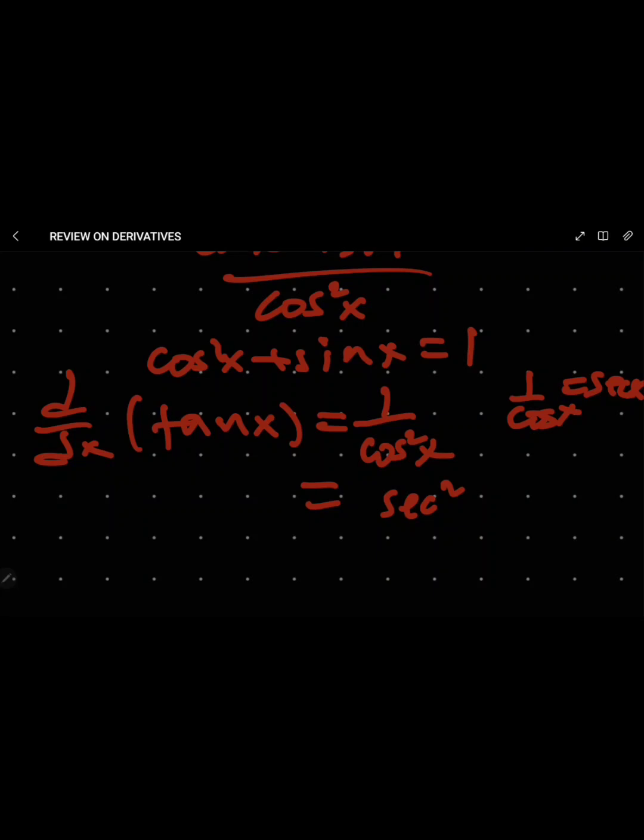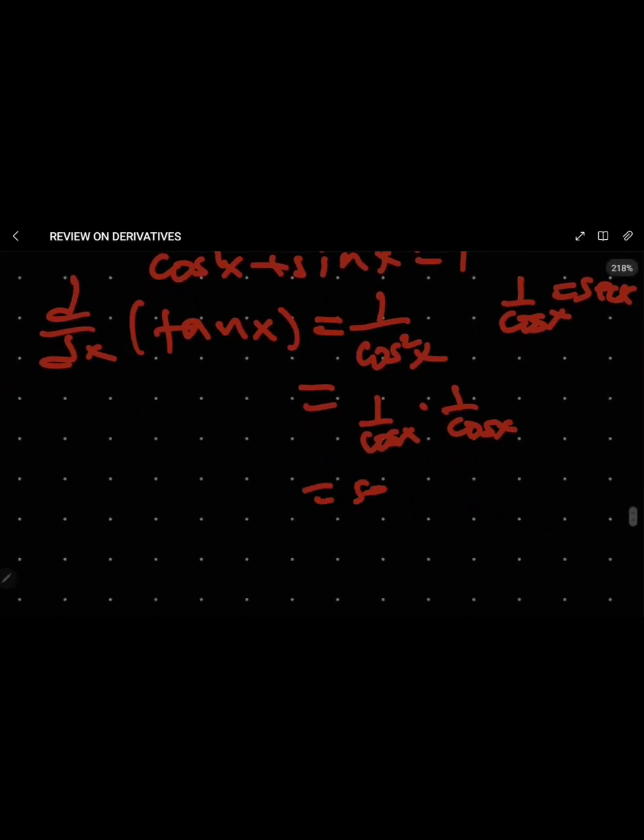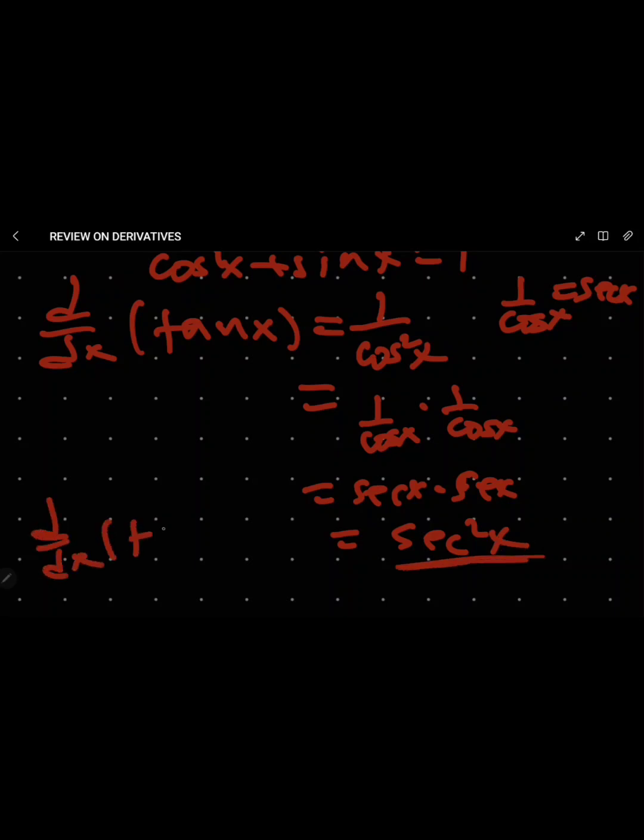Because you can write this as 1 over cos x times 1 over cos x. But 1 over cos x is sec x, so this is sec x times sec x, which is sec square x, the secant square of x. So d per dx of tan x is equal to this much.